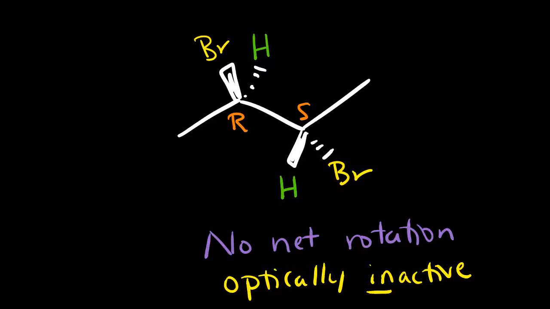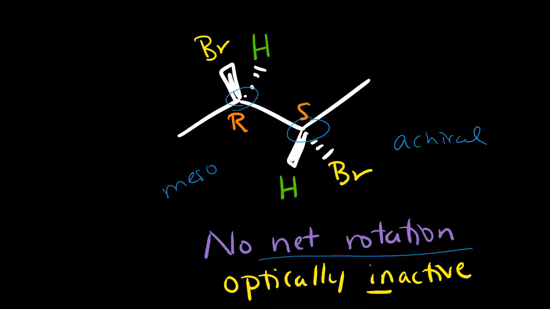Another case where you have chiral centers, but overall a net achiral compound are mesocompounds. So mesocompounds exhibit no net rotation of light. Another way of saying that is that they are optically inactive, and that's simply because however much this stereocenter that's R is rotating light in one direction, the S stereocenter is exactly equal but in the opposite direction, and so they cancel each other out essentially.